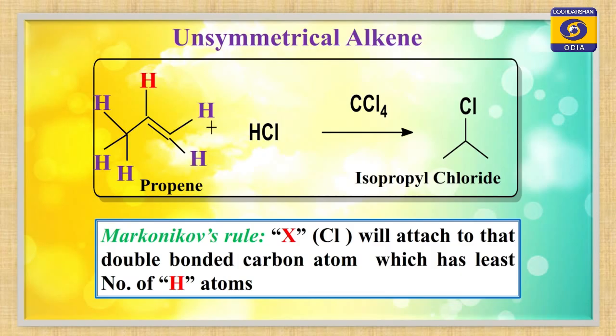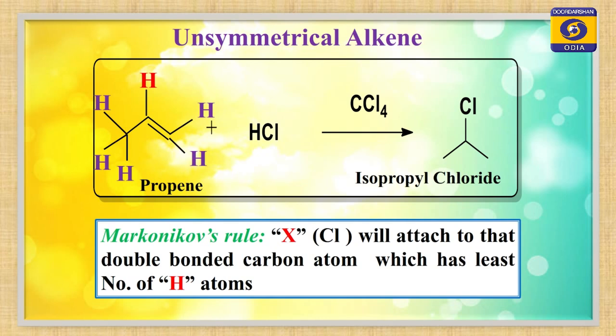See the next, this is an unsymmetrical alkene called propene, CH3 single bond CH double bond CH2, and we add HCl to it in presence of carbon tetrachloride. Look at the compound: the carbon atom to which the least number of hydrogens are attached, that carbon gets attached to the chlorine atom. Markovnikov's rule says that when you add a reagent like HX, the negative part will attach to that carbon which contains the least number of hydrogen atoms.